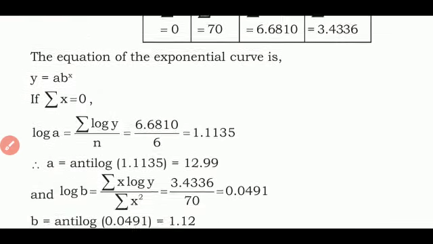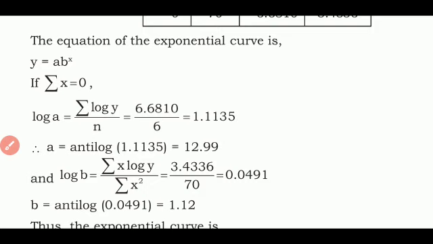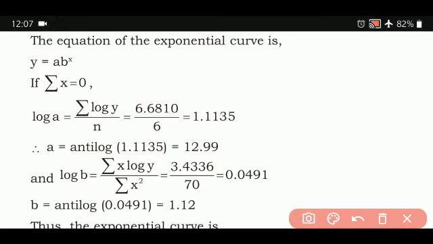Then the equation of the exponential, same again we are writing this so that you become perfect. The exponential equation is y is equal to a b to the power of x. If summation x is equal to 0, log a is equal to summation log y divided by n. Write the total of that, 6.6810 divided by 6. N is the number of years, how many they are. So 1.1135 after simplification you get. And then directly a is equal to anti-log.